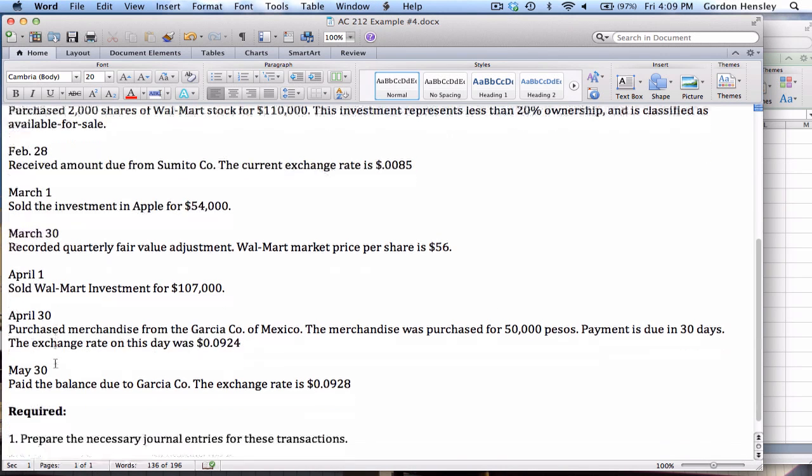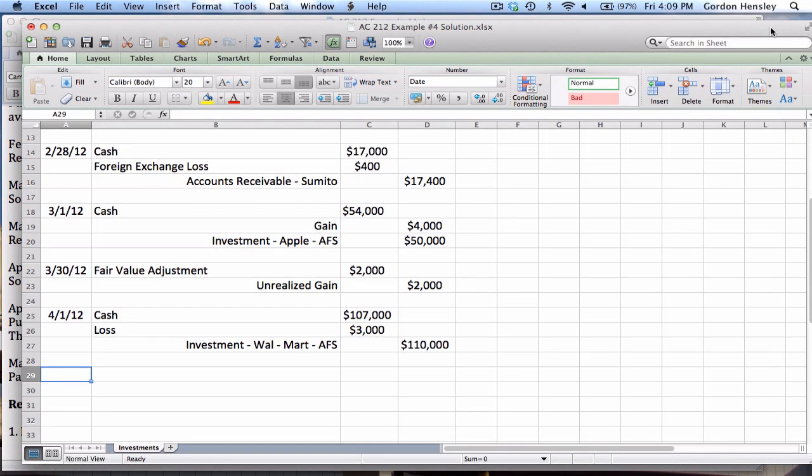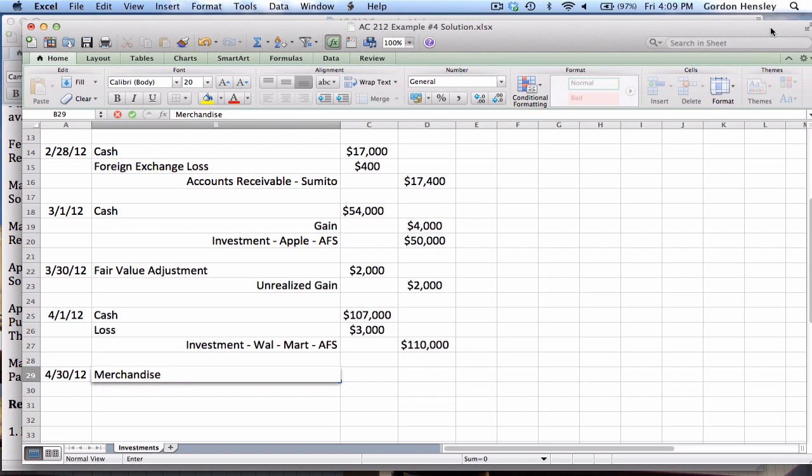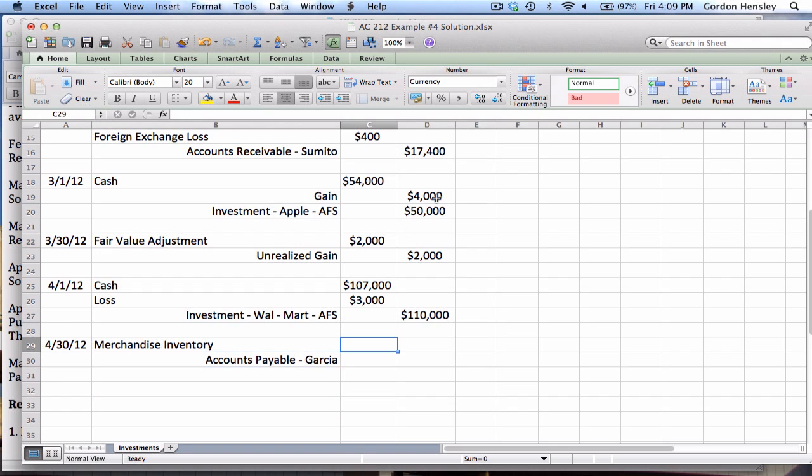Next transaction is on the 30th of April. Purchased merchandise from the Garcia Company of Mexico. The merchandise was purchased for 50,000 pesos. Payment is due in 30 days, and the exchange rate is 0.0924. So this is a credit purchase. So anytime I purchase merchandise, I have to debit merchandise inventory, and I'm going to credit accounts payable because I didn't pay for it. It's a credit purchase. And when I do that, I'm going to put the name of the company to just help me identify which payables belong to which companies.